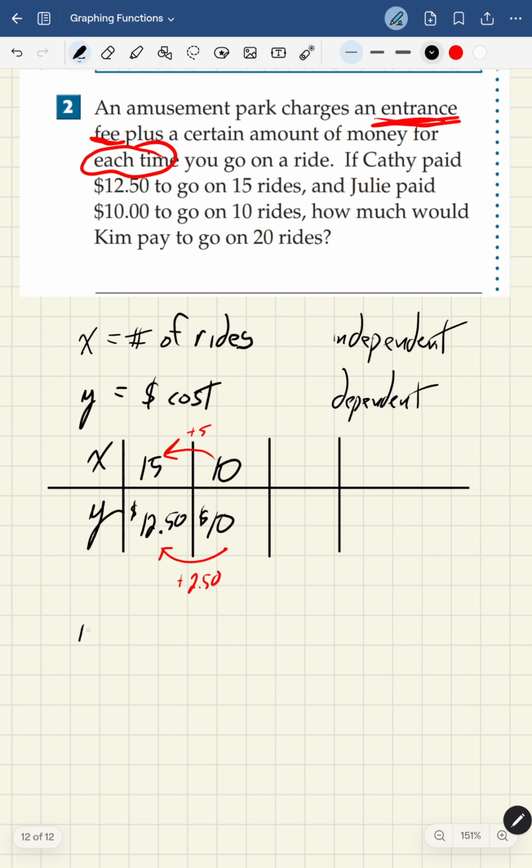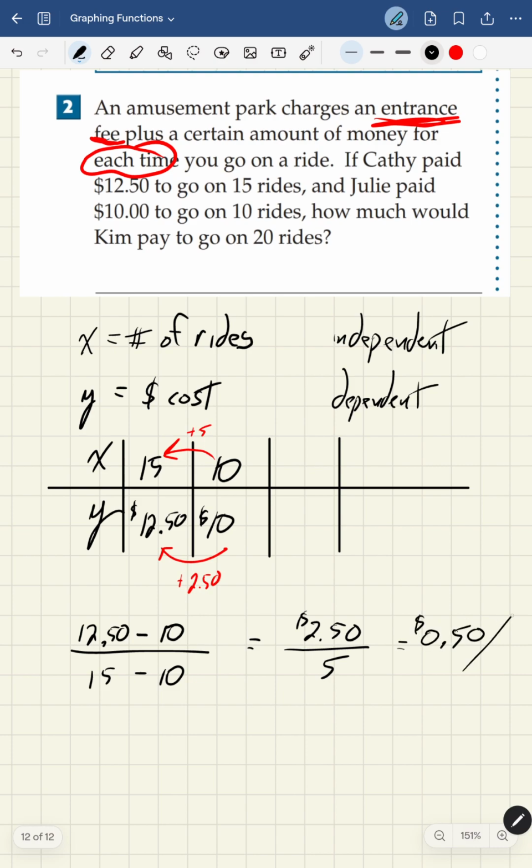So it'll be 12.50 minus 10 over 15 minus 10. And that'll give us 2.50 for 5. So 2.50 divided by 5, that's 50 cents. It's half, right? So it's 0.5 or 50 cents per ride. We know the slope is 50 cents per ride.